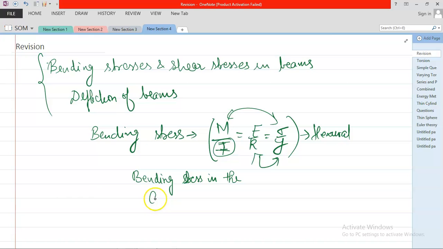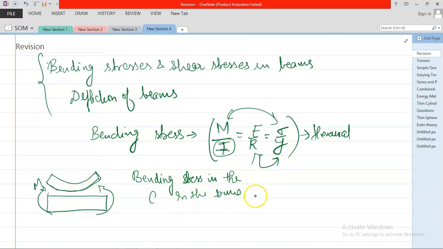Suppose this is your bar, and if you just apply a couple like M, it will bend like this. So its top fiber is in compression because you can see the length is shortening, and this bottom fiber is in tension. So as you can see, in the same beam there is both compressive stress as well as tensile stress.